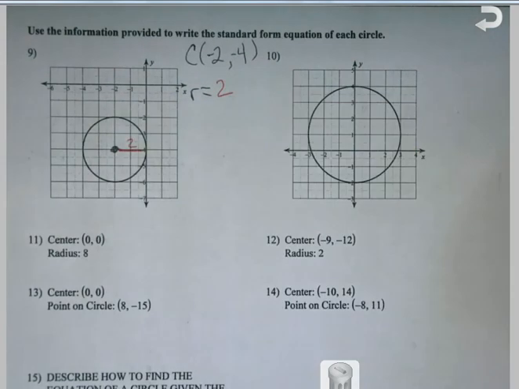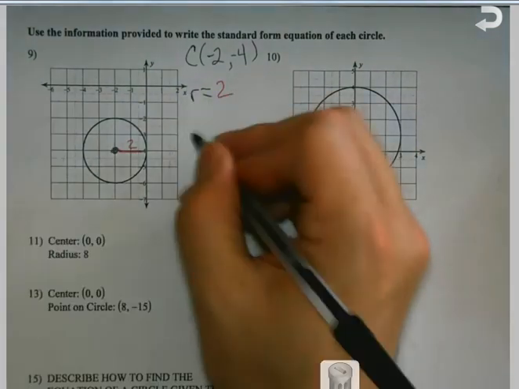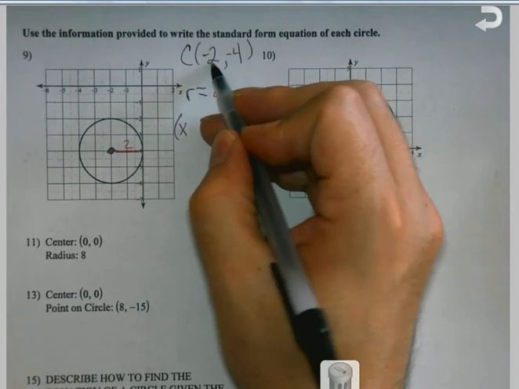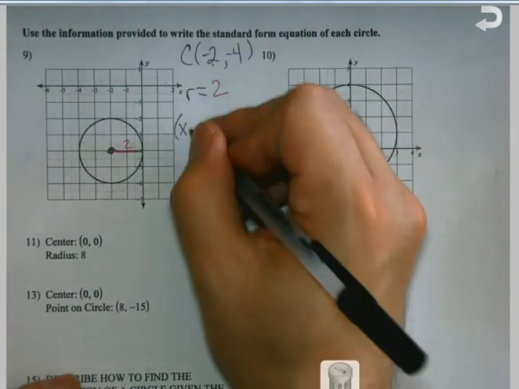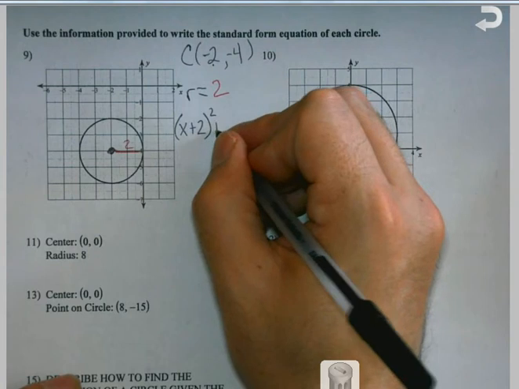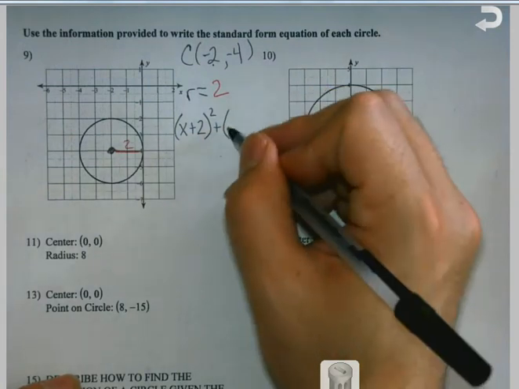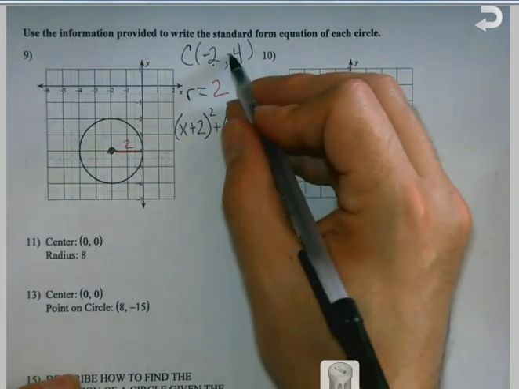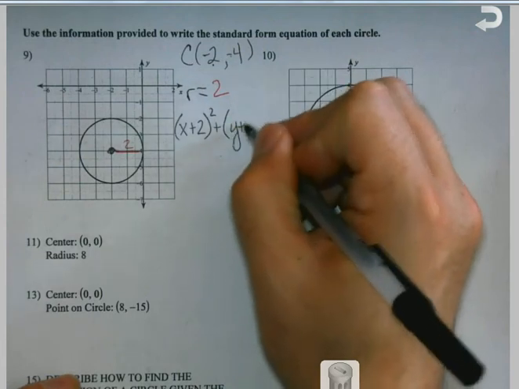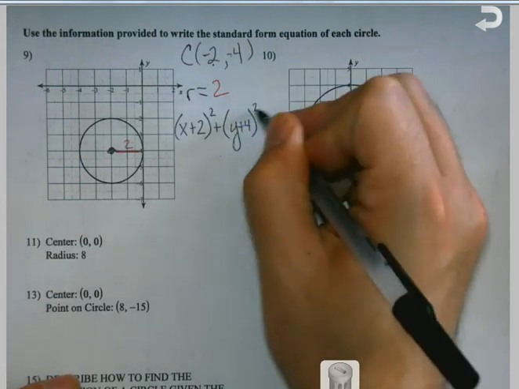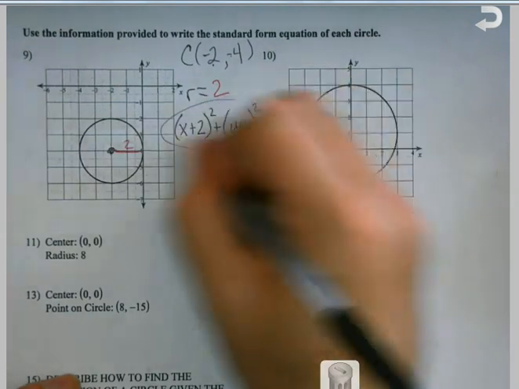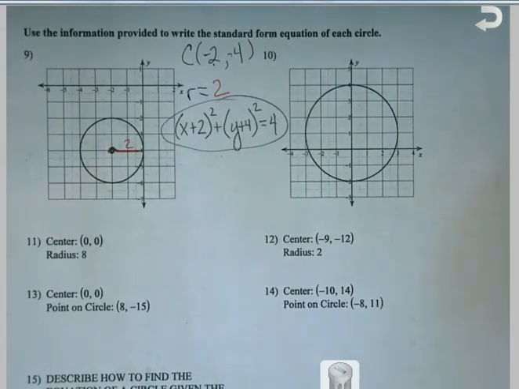Okay. So now I'm ready to write the equation. So again, it's x minus h, but again, basically it's the opposite of what I see, so it's plus 2 squared, plus y minus k, so minus -4 makes that plus, squared equals my radius squared. And that would be my equation.